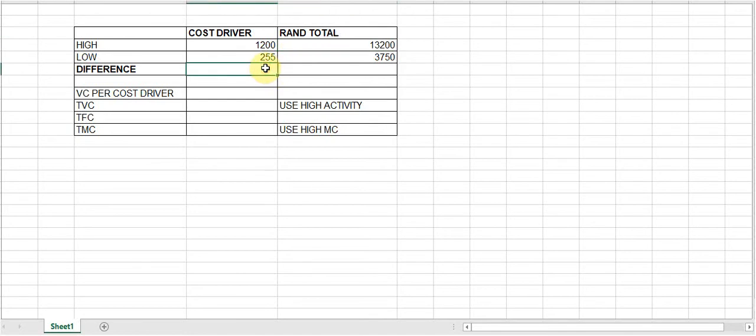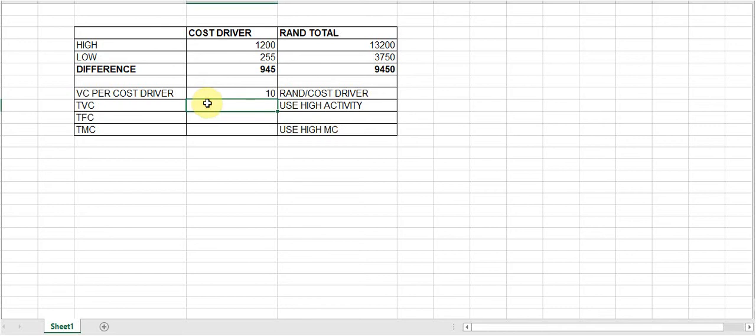I need to calculate the difference between highest and lowest, so I'm going to say high minus low in each instance. Thereafter, I need to calculate the variable cost per cost driver, and in this case, it will be the variable cost per oven hour. And for that, I need to take the difference in the rand value divided by the difference in the cost driver. I will therefore say it is 9,450 divided by 945, and that gives me 10 rand per oven hour.